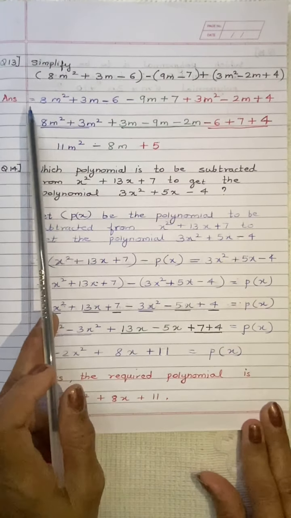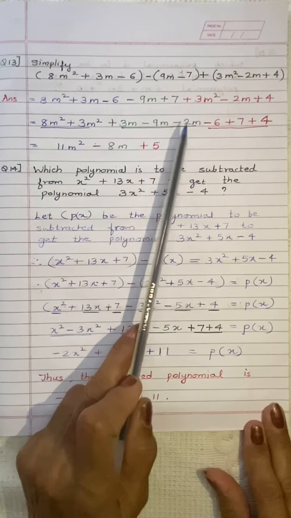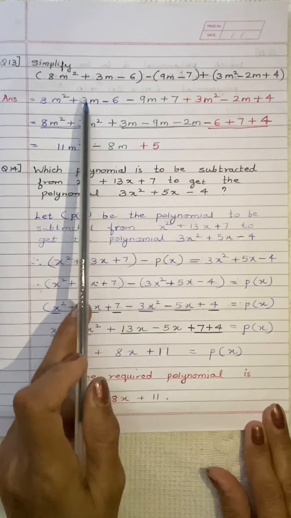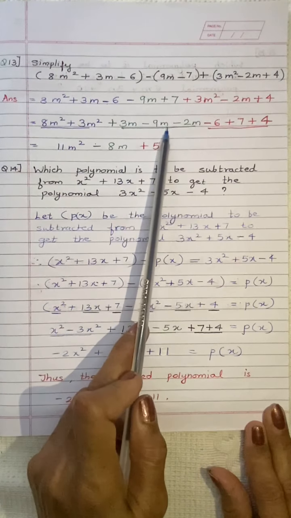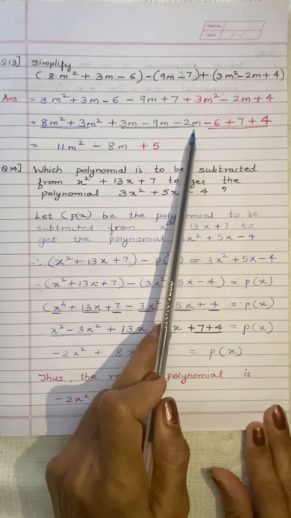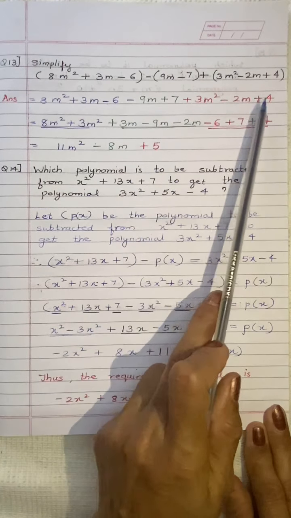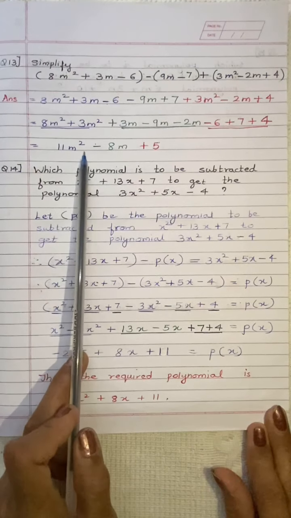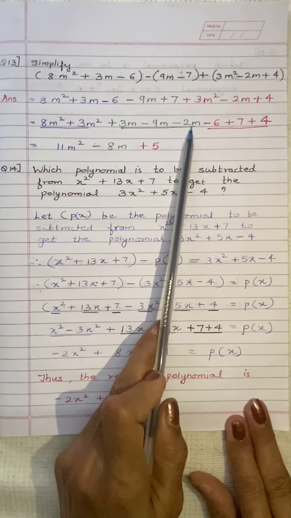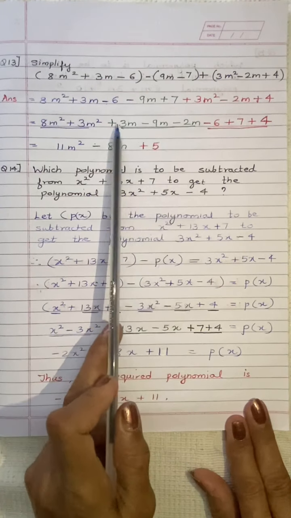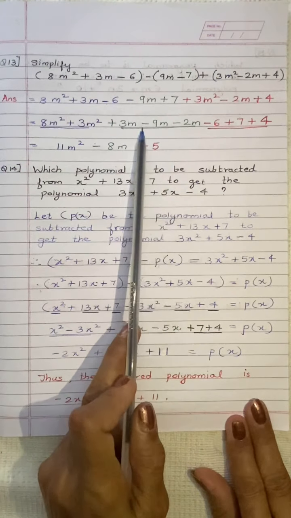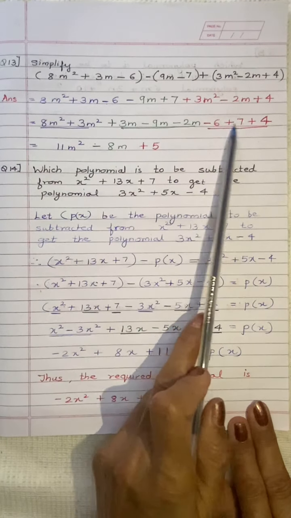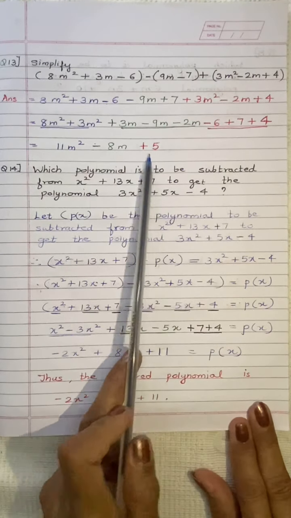And bring the like terms together, 8m square, then 3m square, here this is the like term, then 3m, then 9m, one more like term 2m, then minus 6, plus 7 and 4. We'll solve this. 8 plus 3 is 11m square. These are negative, so this becomes 11, and 11 plus 3 opposite sign, so we'll find the difference. 11 minus 3 is 8. Negatives are more in units, so 8, and all this 11 minus 6 is 5.